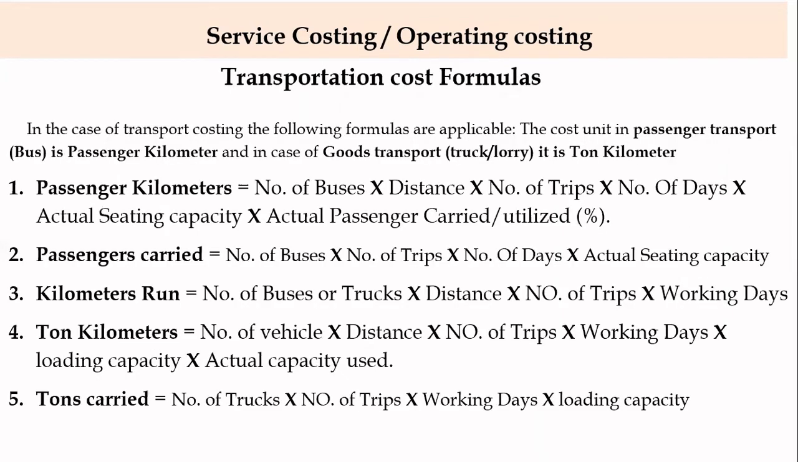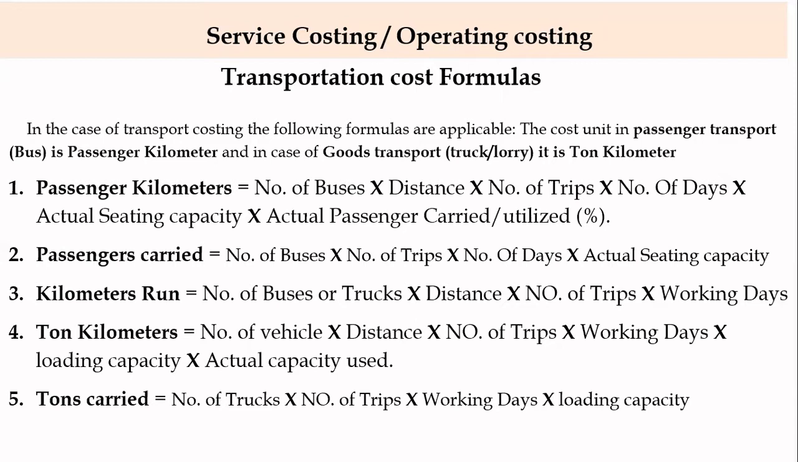So these are a few formulas which we use in calculating passenger kilometers or ton kilometers. Per passenger per kilometer, what will be the cost? Per ton per kilometer, what will be the cost? And how many kilometers are run by the buses or the trucks, and how many tons are carried by the trucks and lorries will be calculated by using these formulas. These are very, very important formulas.